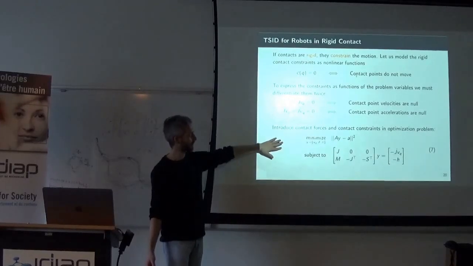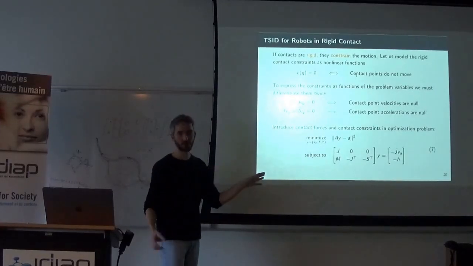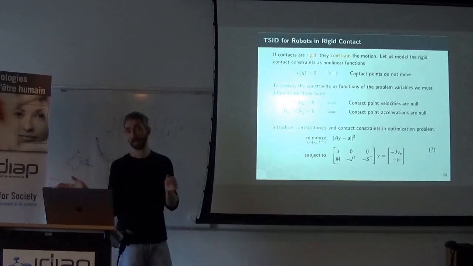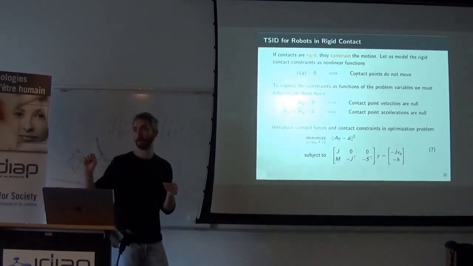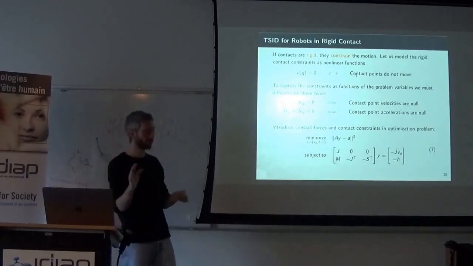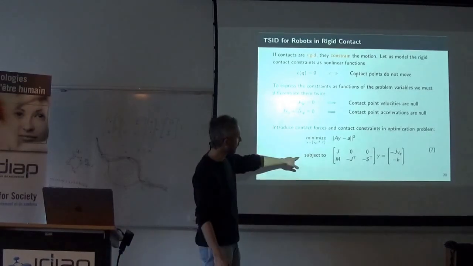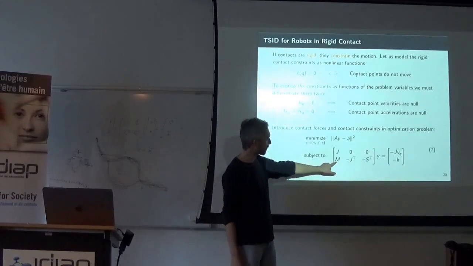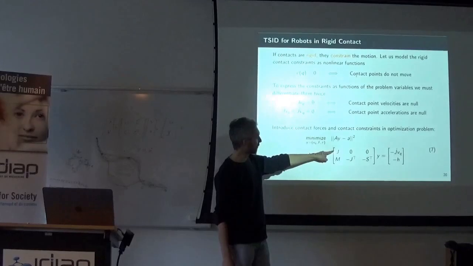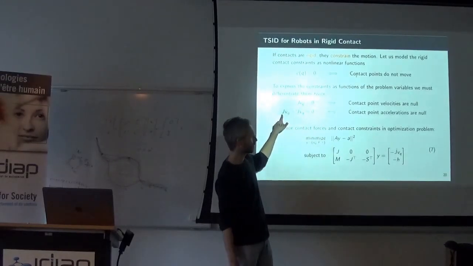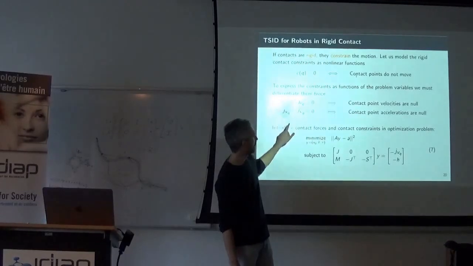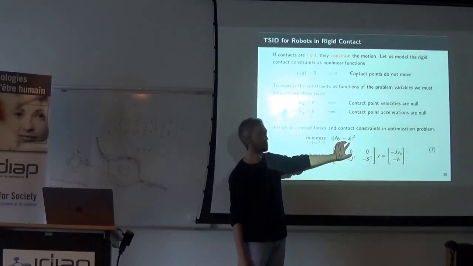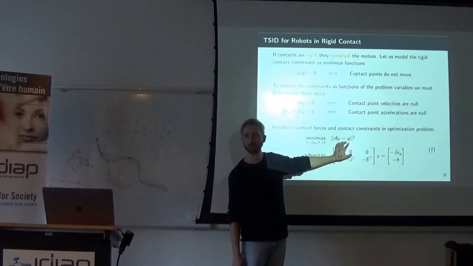So we see here that the problem has changed quite a lot with respect to the case of soft contacts, where we only added the estimated contact forces. Because here we have not only the dynamics of the system, which is represented by this equation here, but we have also the contact constraints, which are these ones. The cost function is the same, it's a least square function.